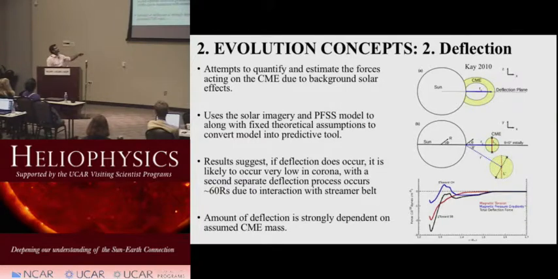I should have mentioned, there's a model that's trying to address this and trying to get a handle on how much it deflects on a mathematical basis. It's trying to convert using the PFSS model, this basic background solar wind, background coronal model of the sun, and get a handle of how that's affecting where the CME should propagate. And they want to use this as a predictive tool, because if you know where coronal holes are, and you have some sort of theoretical relationship of where the CME is, you might have a handle of how much it should deflect.